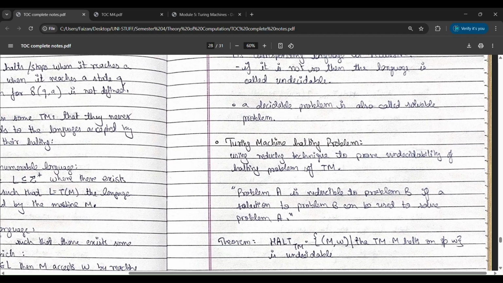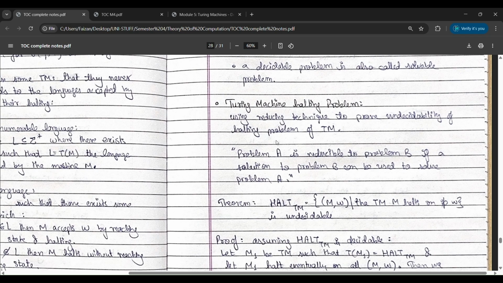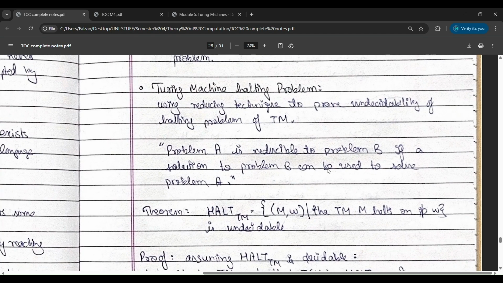So basically, the halting problem is related to decidability and undecidability in a Turing machine. We will refer to this statement to understand what it is. This statement is known as the reducing technique. What you do is you reduce it into parts.